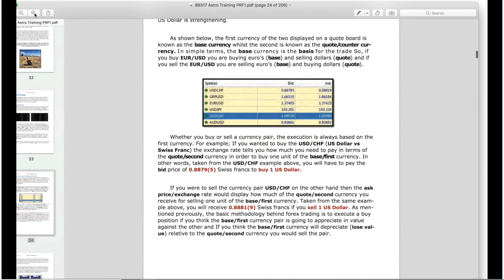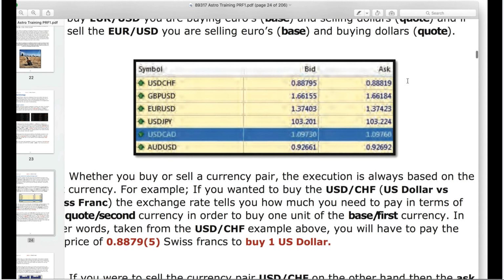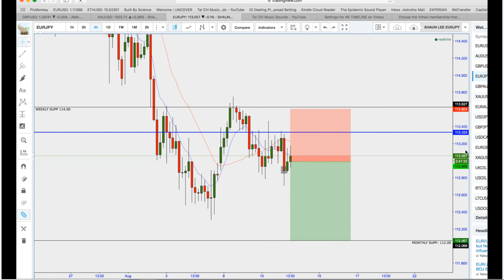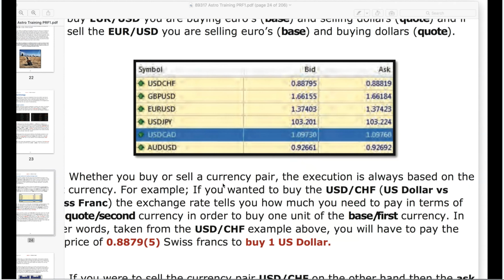The other point I want to express here is that on TradingView, and when we're using a professional charting platform, we only see one running quote. There's only one running quote for any currency pair. I pulled this from the MetaTrader quote board, and with every single broker you use, you are going to see two quotes for your currencies. One's called the bid, one's called the ask.